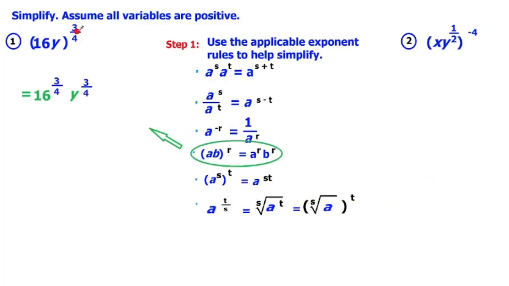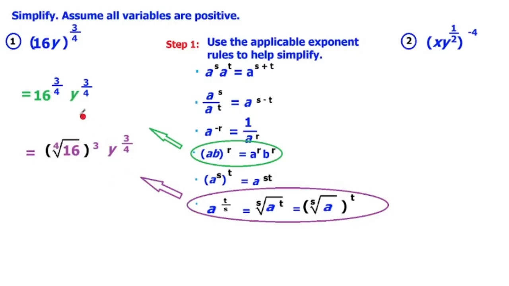For this one, we have to apply this rule where we multiply the exponent to each of the number and the variable. So it becomes 16 to the 3/4 y to the 3/4. Now we have this situation that we can use. 16 to the 3/4 is the fourth root of 16, and then we cube it. And then y to the 3/4 just stays the way it is.